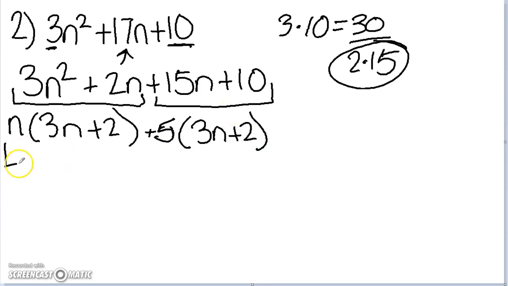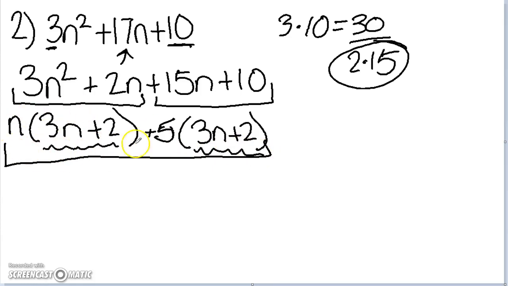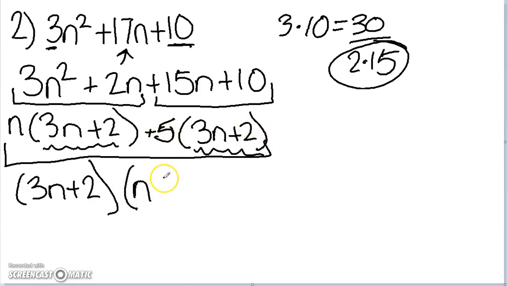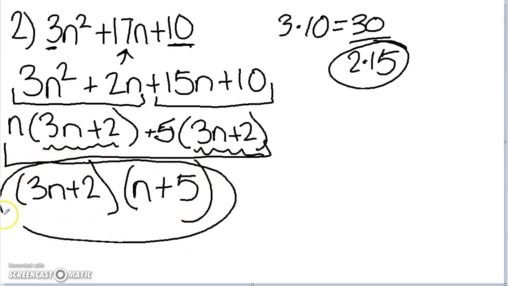So from here, I treat this as if it's one big group, one big piece, just like how we had our pieces up here. And I look for that common factor again. So this time my common factor is that stuff in parentheses, the 3n plus 2. It's a factor for this term and it's a factor for this term. And that's why I want to make sure it's the same as I'm factoring. So that 3n plus 2 is my common factor, my greatest common factor, so that comes out front. And then I'm left with, if I divide this out, an n, and again if I divide this out, a positive 5. So this would be my final answer for this problem. 3n plus 2 times n plus 5.